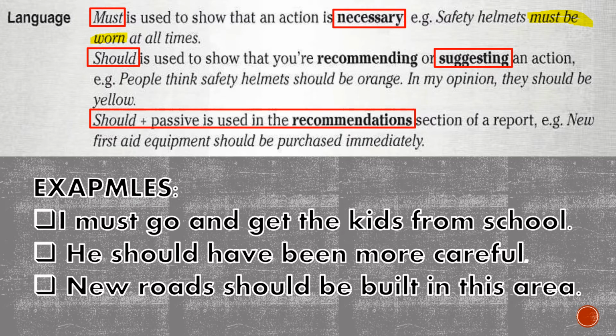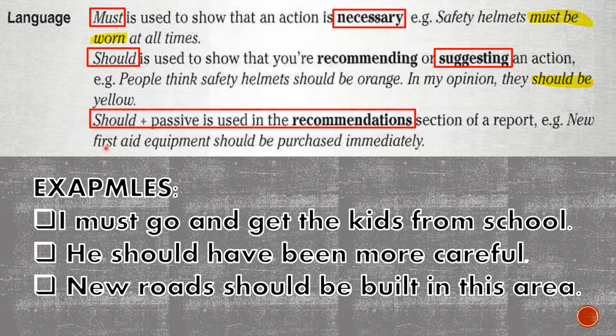Look at the example here. People think safety helmets should be orange. In my opinion, they should be yellow. Here, should be yellow is a recommendation or a suggestion. So, we use should. This is not mandatory. This is only my opinion, my recommendation, or my suggestion.